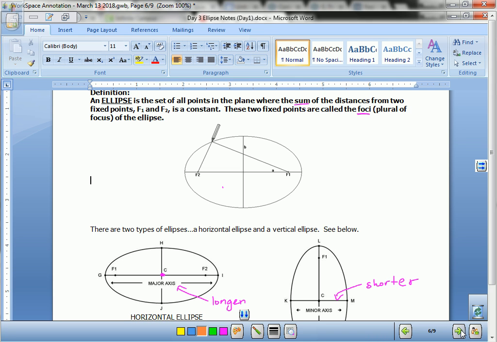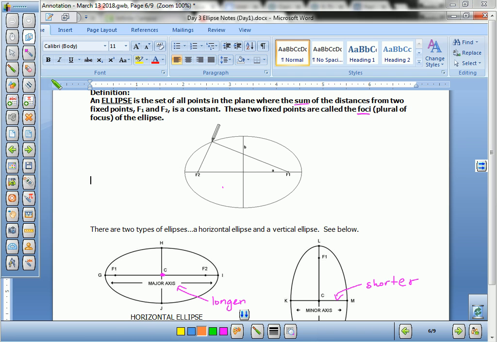Yeah. This is awesome. Okay, so the ellipse, the one we're studying today, is defined as the set of all points in a plane where the sum of the distances from two fixed points, and those are our foci, focus 1, focus 2, is constant.